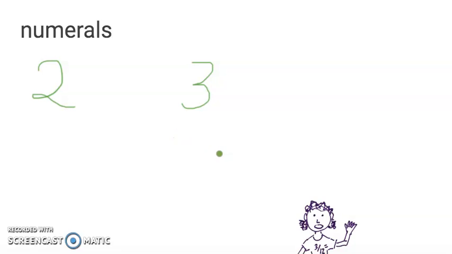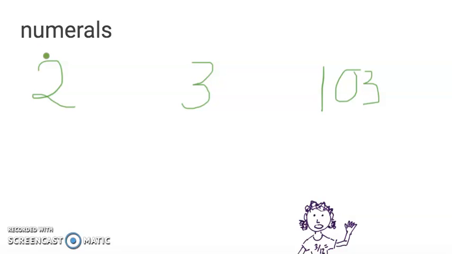So the numeral 3 stands for the number 3, and this numeral stands for the number 103, and the numeral itself is called 103. So the numeral 103 stands for the number 103. The name of the numeral is always the same as the name of the number the numeral stands for.